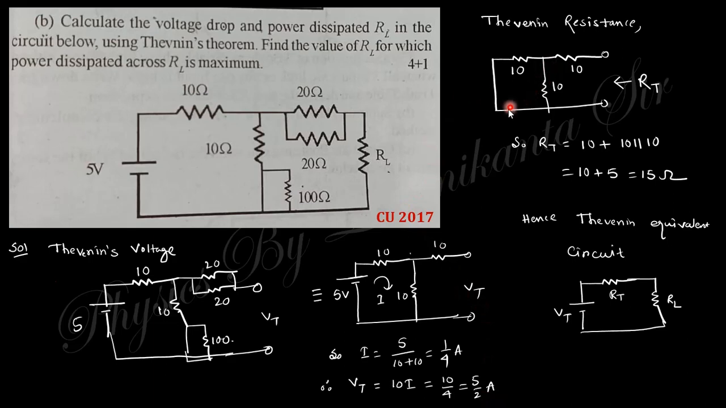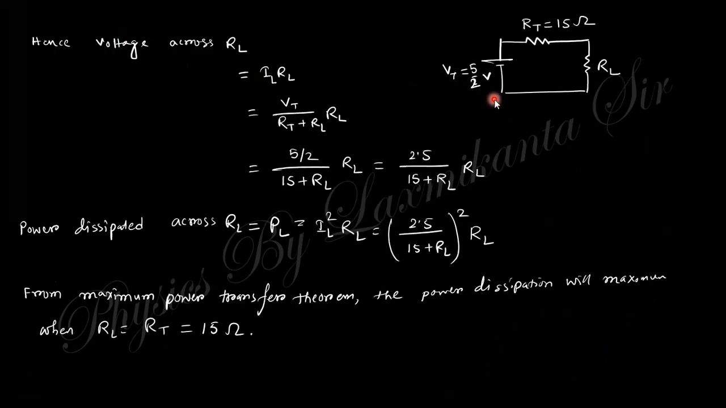And the Thevenin resistance, you can see this is 2 parallel combined in series with 10. So 10 plus 10 parallel 10. So 10 parallel 10 is 5. So 5 plus 10 is 15. So the equivalent circuit will be like that, where Vt equals 5 by 2 and Rt, the Thevenin resistance, equals 15, and RL.